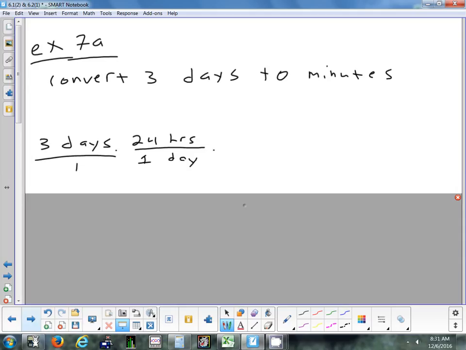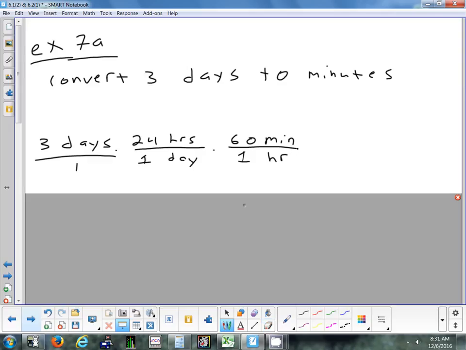And the reason I put day in the bottom is because I want it to cancel days in the top. So always put the unit that you want to cancel in the opposite spot. Now I want to get from hours down to the next smallest unit. So what's the next unit smaller than an hour? A minute. Now, where would minutes go and where would hours go? Minutes in the top, and hours in the bottom. So what's the conversion between hours and minutes? 60 minutes over 1 hour.